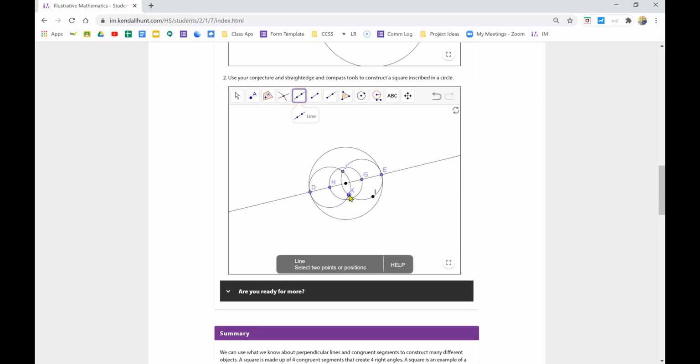Now I'm going to connect J and K. The line JK intersects DE and forms a right angle that's perpendicular. So figure out where this line intersects this circle, and now I have the 4 points of my square. It goes from M to E to L to D, and then back to M to finish it up. And that's a square that is inscribed in a circle.